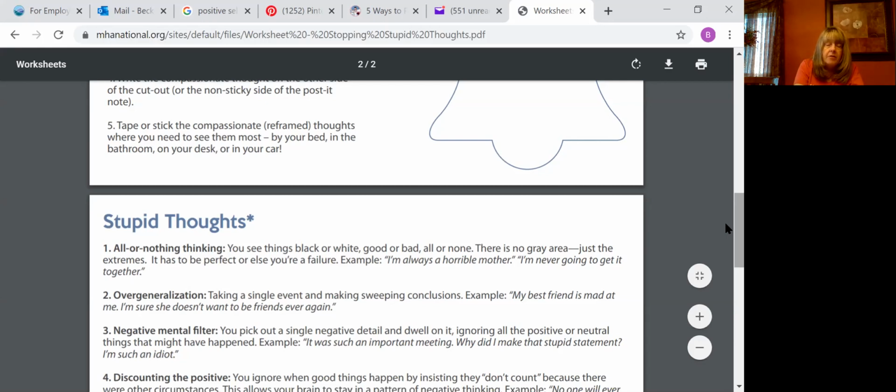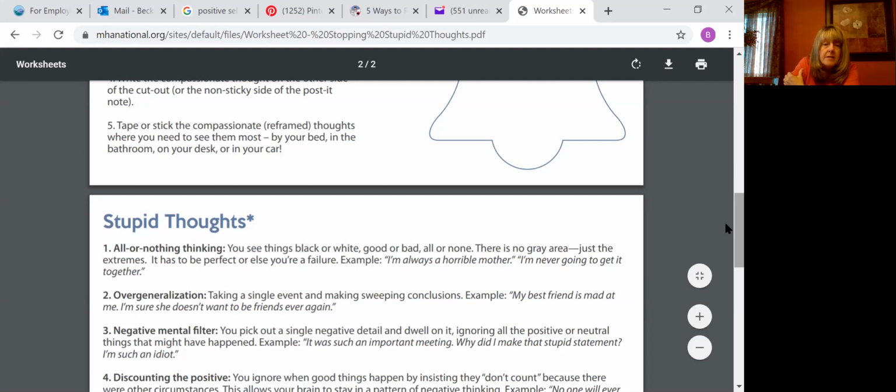Another type of cognitive distortion is overgeneralization, and that's taking a single event and making conclusions based on that one event. An example is, my best friend is mad at me. I'm sure she doesn't want to be friends with me ever again. And we know in reality, people can get into arguments and work through it and still be friends. But in the moment, sometimes we tell ourselves things like this, that the person's mad at us and that means they're never going to want to talk to us again.